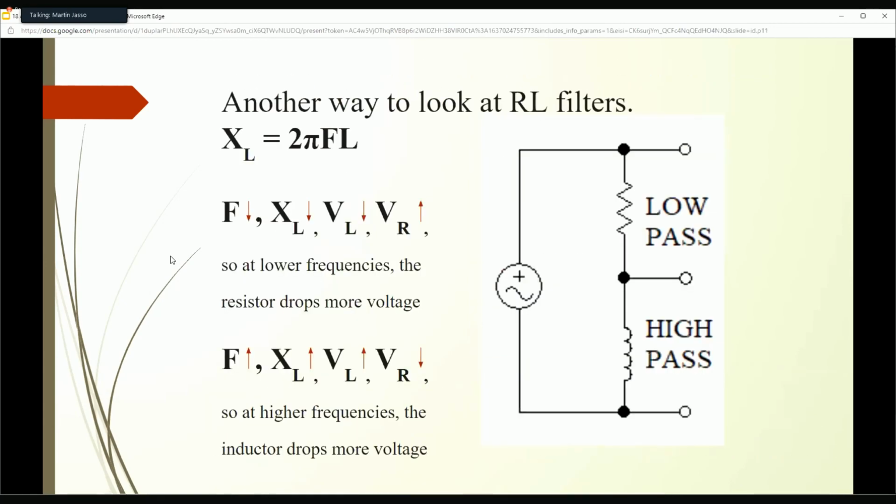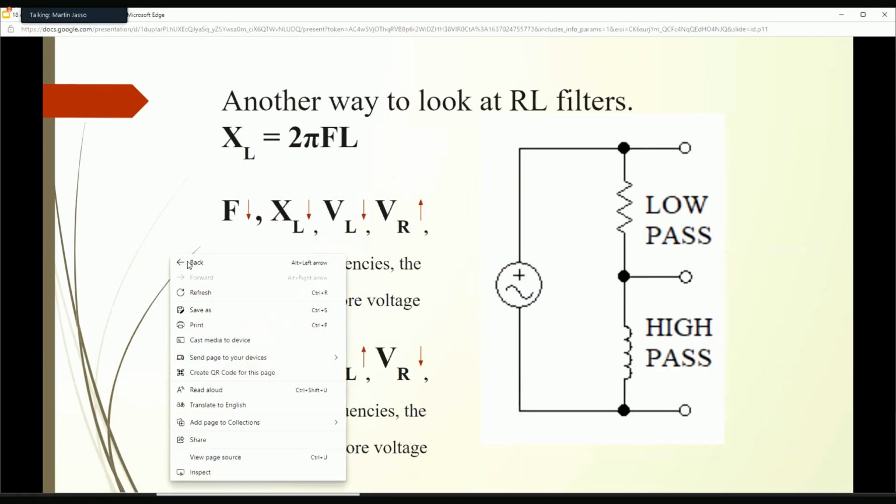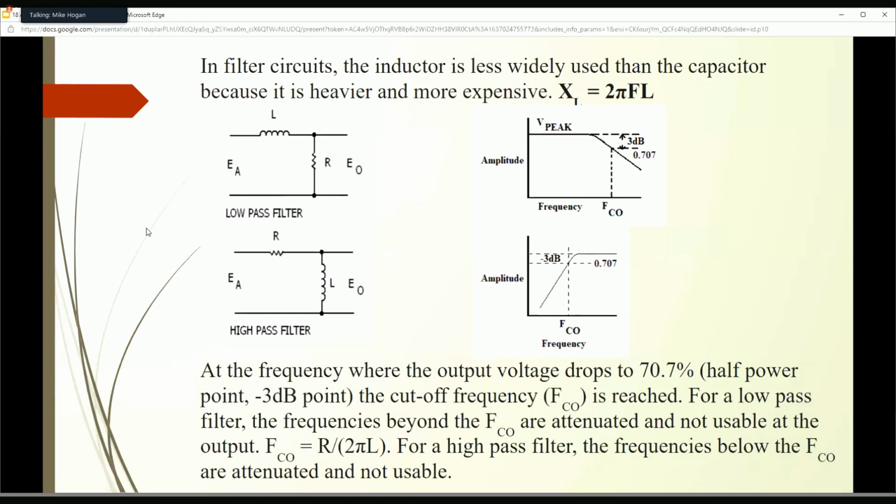And when it says pi, is it the 3.14? Yes, absolutely. 2 pi. So that's the normal 3.14, whatever that is. Absolutely. Good question.